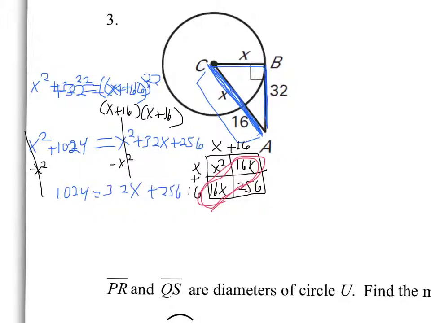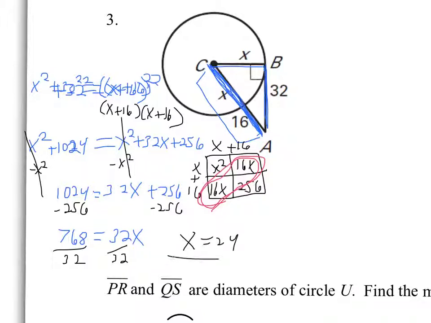I'm going to subtract the 256. So 1024 minus 256 is 768. And then we'll divide that by 32, and we get our answer of 24. And that would seem to make sense. If you put 24 back in up here, that would seem to be about right.